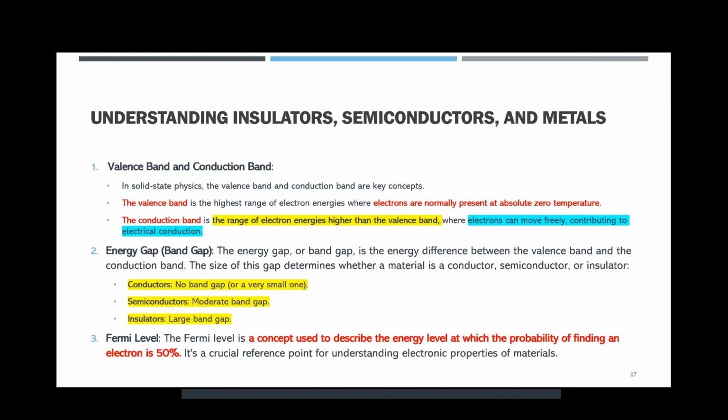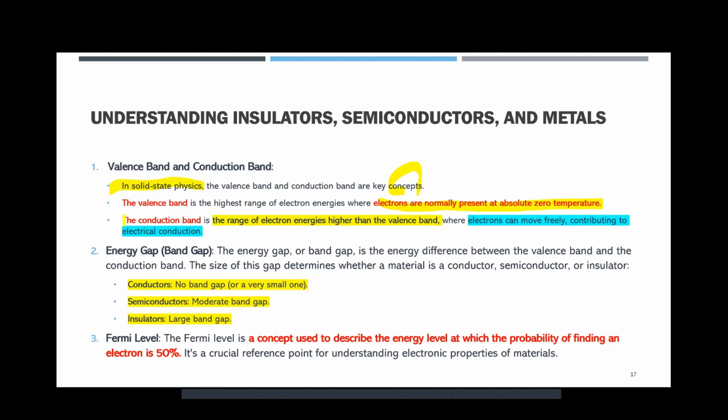Now we're going to look at a physical level to learn about insulators, semiconductors, and metals in terms of the conductivity of atoms. In solid state physics, the valence band and conduction band concept is a key concept. First, we need to learn the basic concept of valence and conduction bands in the energy diagram. The valence band is the highest range of electron energies where electrons are normally present at absolute zero temperature, so electrons there are not able to move.